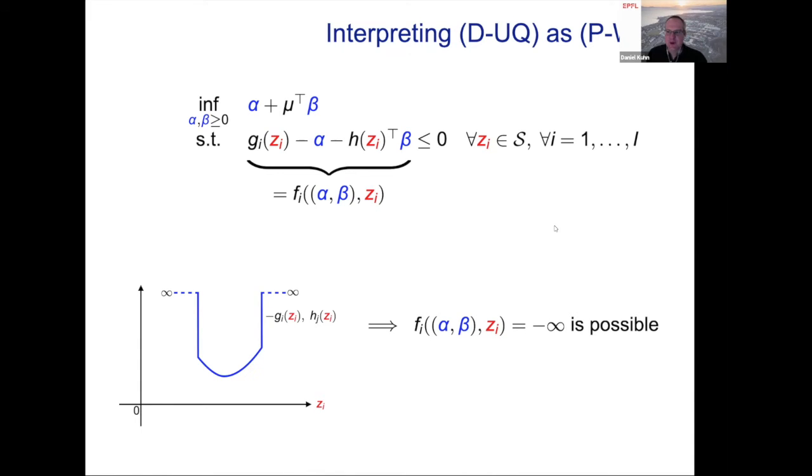However, the negative components of the disutility function, as well as the components of the moment function h, are PCC by assumption, so they're convex and proper and closed, and therefore they can adopt the value plus infinity as shown in the picture. And this implies that the Fi can actually adopt the value minus infinity, in which case Fi fails to be proper in alpha and beta, and therefore our results for robust optimization problems cannot be applied to this problem.